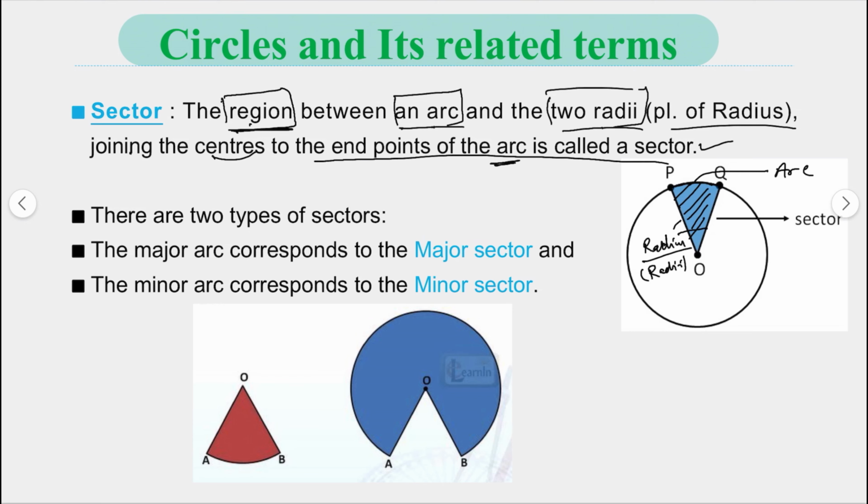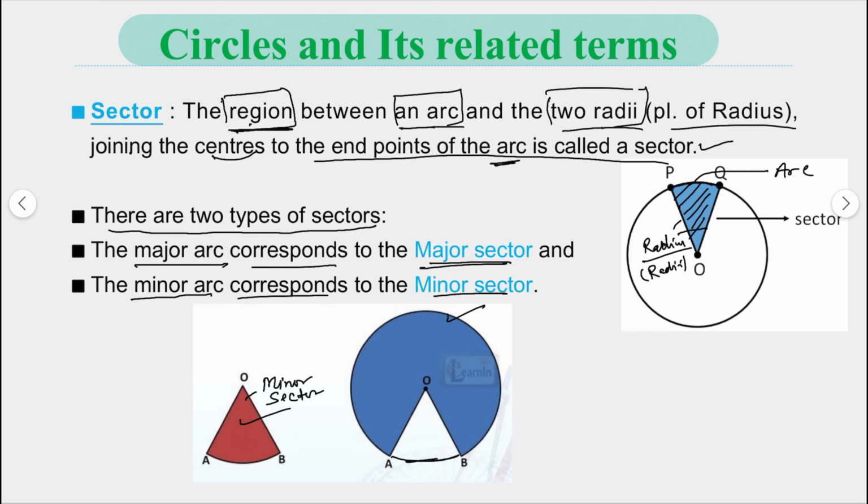Again, when we mark the sector in a circle, we'll get two types of sector, okay. First one is a major arc. The major arc corresponds to the major sector, okay. The sector formed by this major arc is called the major sector, and the minor arc corresponds to the minor sector. So we have here this minor region, which I have put here, is called the minor sector, okay. So this is the minor sector, and this one is the major sector, okay. You have to write all this and draw all the figures, okay, to understand this better.